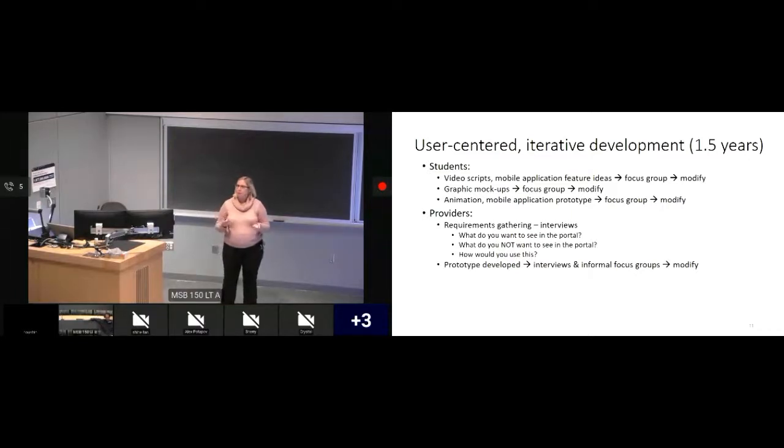first we went through a requirements gathering stage, again, mainly interviews, and we had a big series of questions, but if I were to just summarize the three categories: what do you actually want in the portal? What you don't want in the portal, which was very interesting. And then how would you use this in your actual health service strategy right now? Where would this fit in?